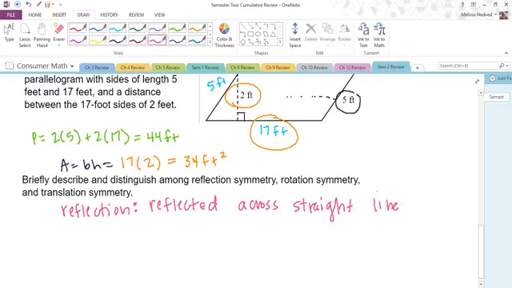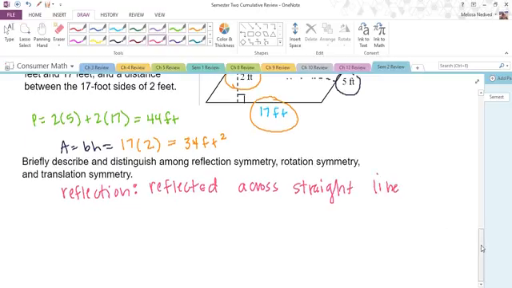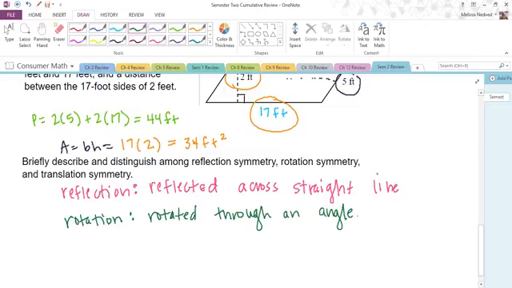I like to think of reflection symmetry as fold symmetry. If you can fold that object anywhere and the left side lines up with the right side, that's reflection symmetry. Rotation symmetry happens when the object remains unchanged when rotated through an angle. And I like to think of rotation symmetry as turn symmetry. If you can put your finger in the middle and turn it, and without going all the way around, it ends up on itself again, that's rotation symmetry.